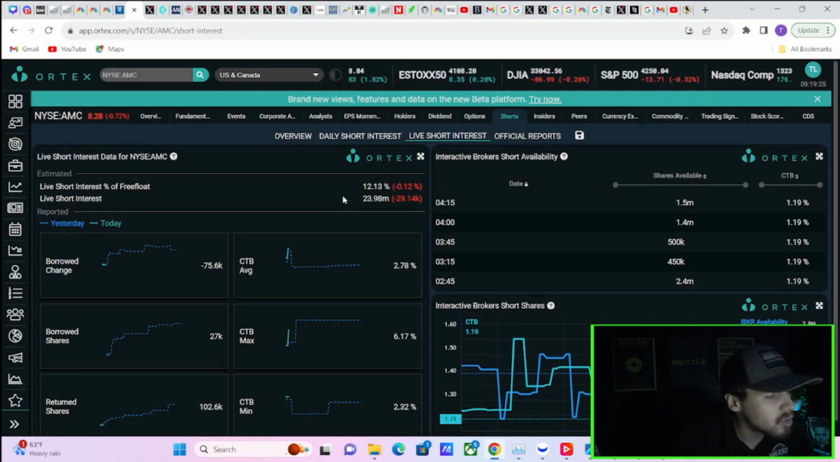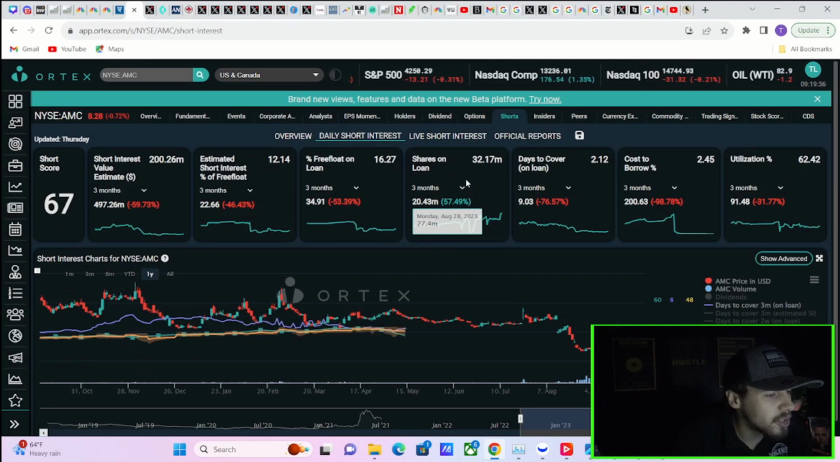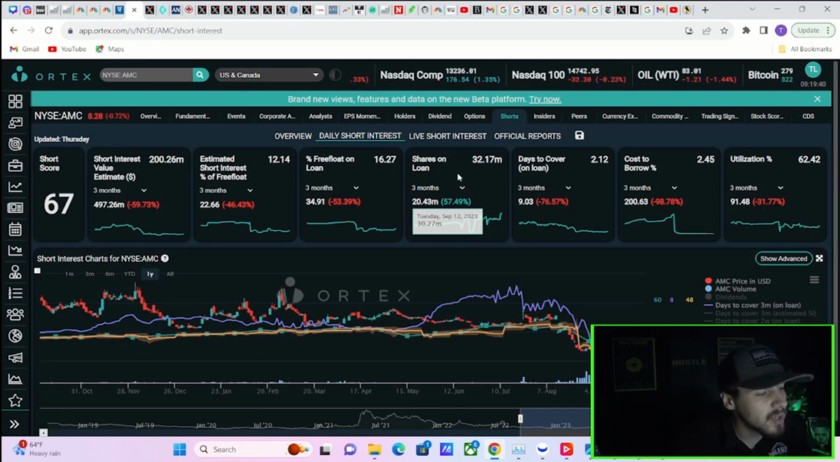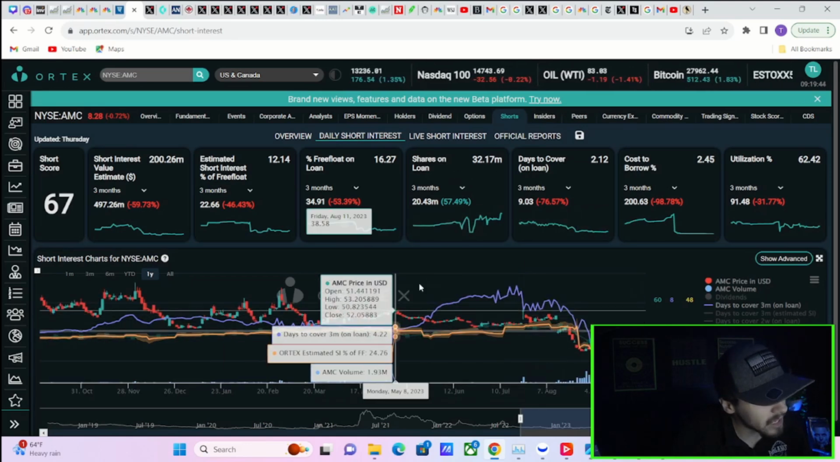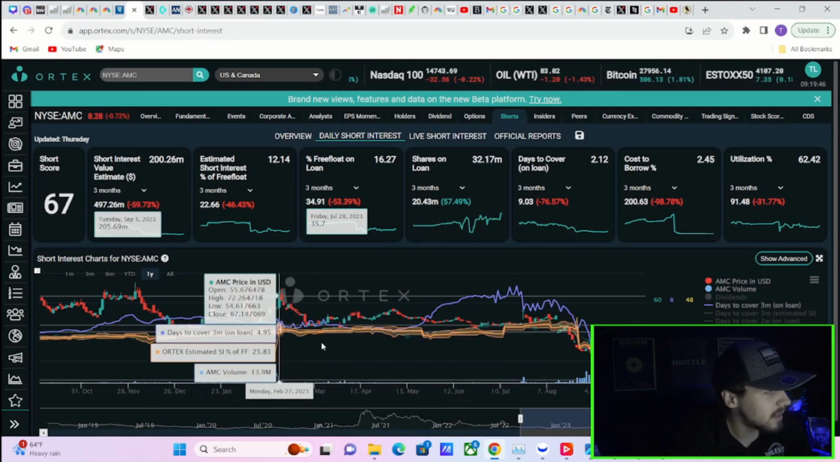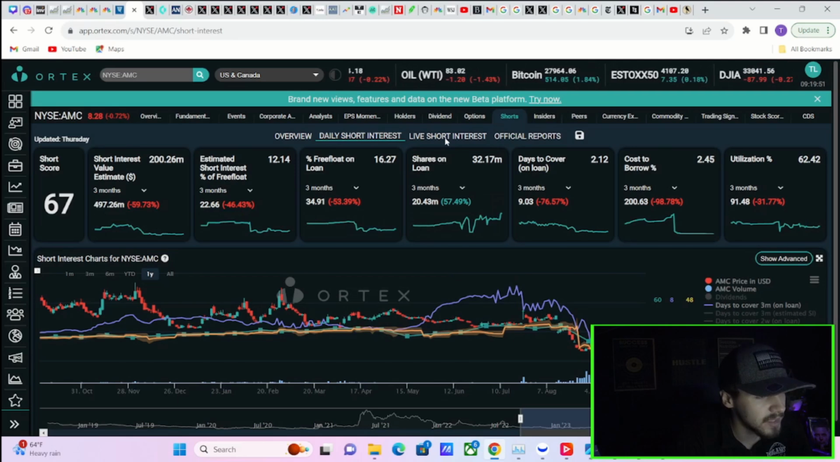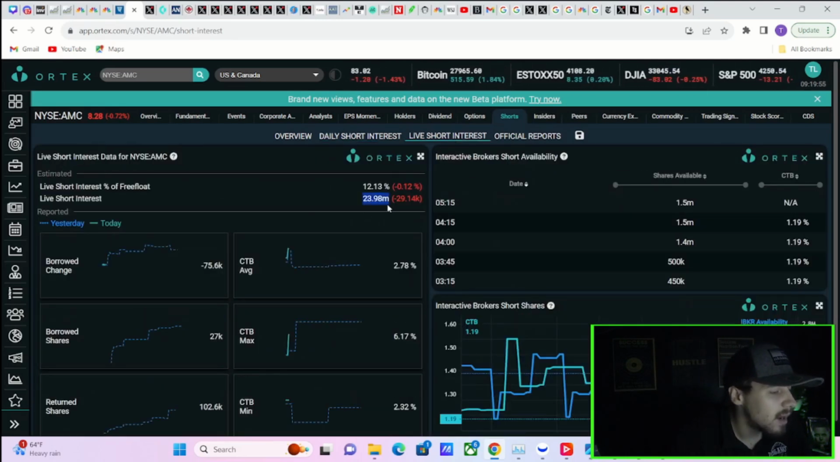Now, if you take a look at the live short interest of free float for AMC stock, that sits at 12.13%, about 24 million shares that are currently sold short. I'm wondering if we start to get some of these shares out on loan, which have jumped from 26.23 million to 32.17 million, I wonder if some of these shares start to get reflected in the short positions or not. That'll be pretty interesting to see, because we're not getting that reflected in the estimates right now.